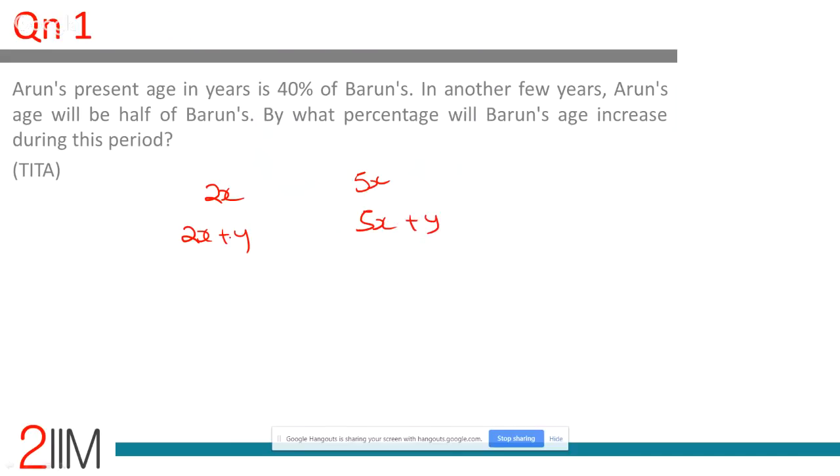That is y years later. This is half of this. 2 times (2x plus y) is 5x plus y. 4x plus 2y is 5x plus y. Or y equals x.